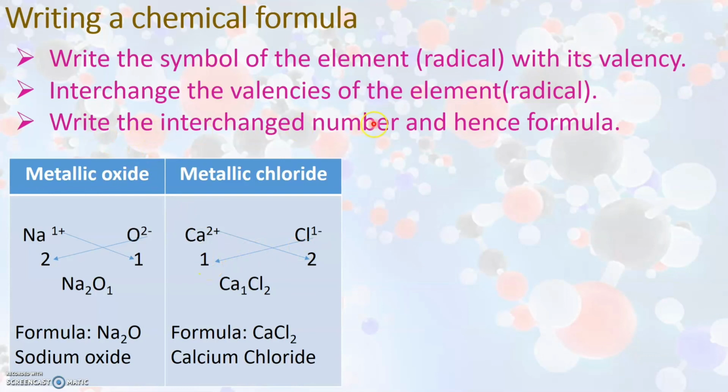Now we have to write the interchanged number as the third step, that is Ca1, as you see here, Ca1 and Cl2. Now we have already seen in the previous case, whenever there is a 1, we need to ignore that 1 and write the chemical formula. So the chemical formula of calcium chloride is CaCl2, as you see here.